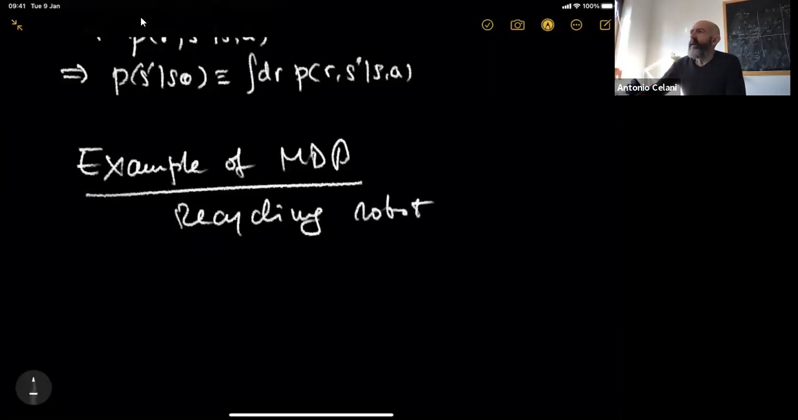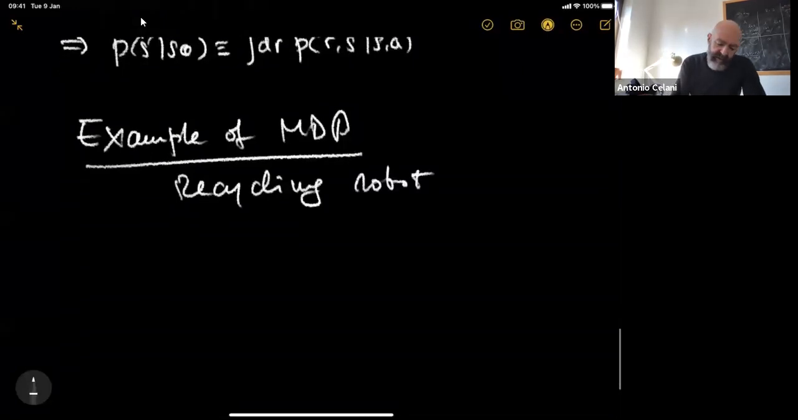The recycling robot is a relatively simple object. Let's start from the description of the states and actions that are available to this robot. The set of states for the recycling robot is very simple.